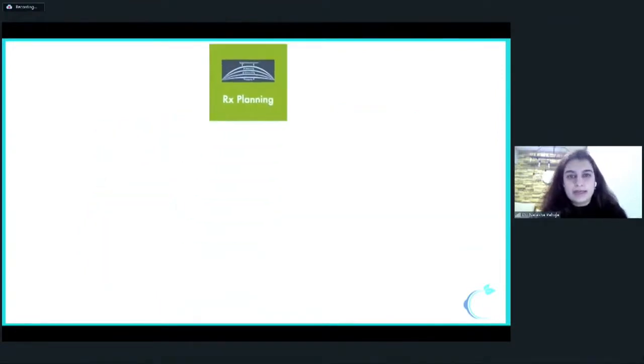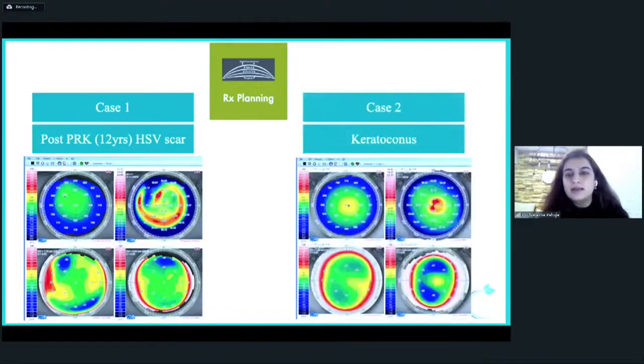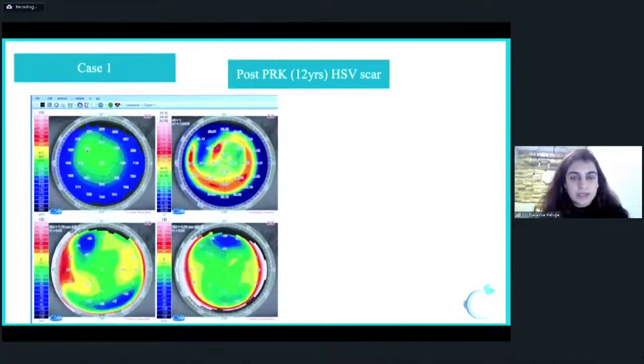Now coming to the treatment planning. I'm going to take two cases, which will probably summarize the whole treatment planning itself. Case one is a post-PRK patient who had HSV keratitis 12 years back and has a scar which is causing flattening in the superior nasal quadrant, and of course, a keratoconus patient.